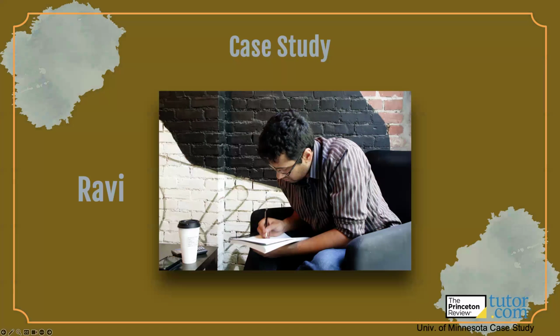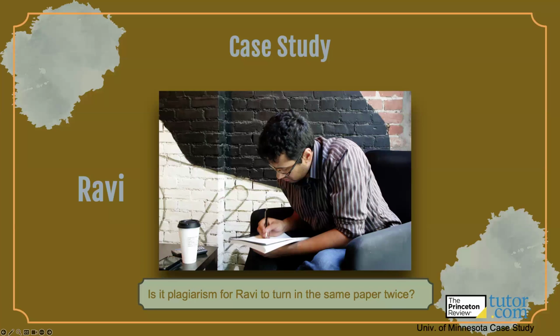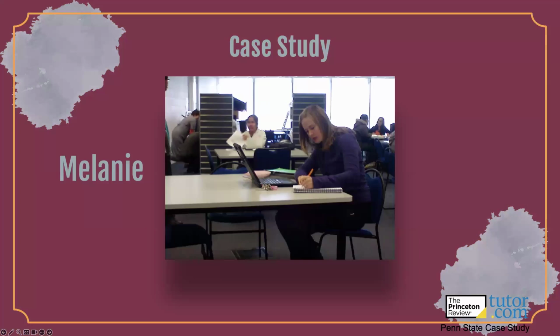So let's go back to Ravi. Now that you've heard our presentation, is Ravi plagiarizing if he uses the same paper for two different assignments in two different classes and in two different semesters? The answer is yes. It is self-plagiarism. How can Ravi avoid it? Well, he can ask his instructor first if it's okay. Some instructors might say, yeah, it's fine, I don't mind. If not, though, at least he's going to make the right choice.